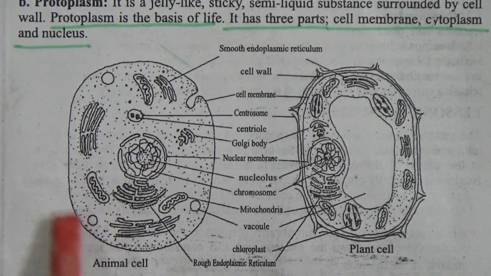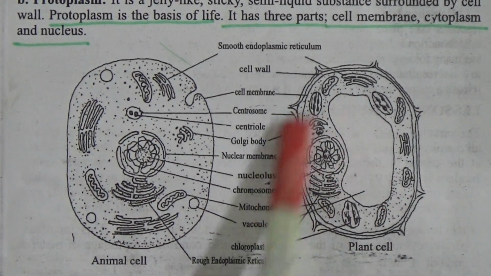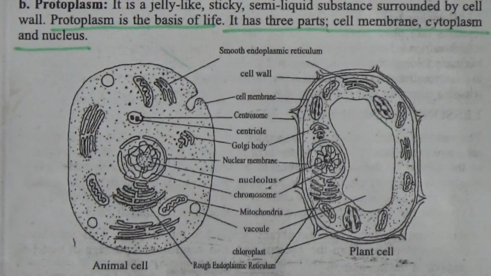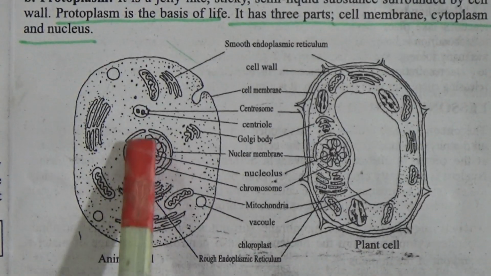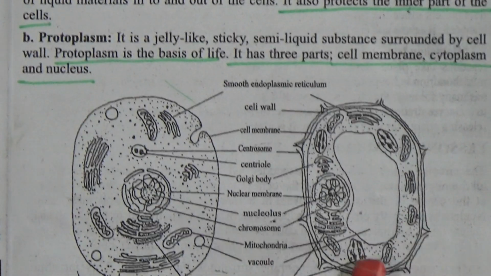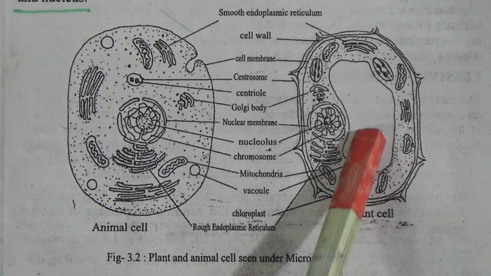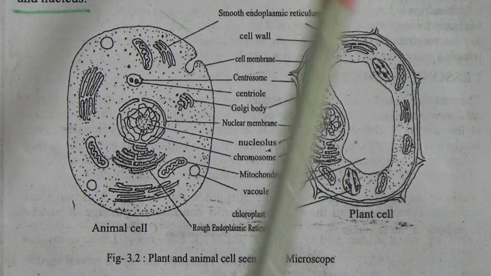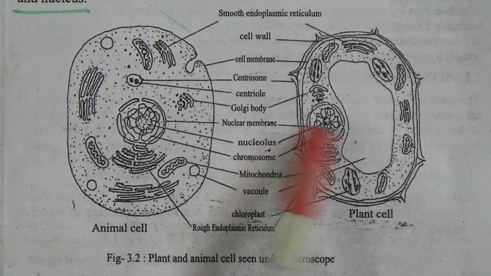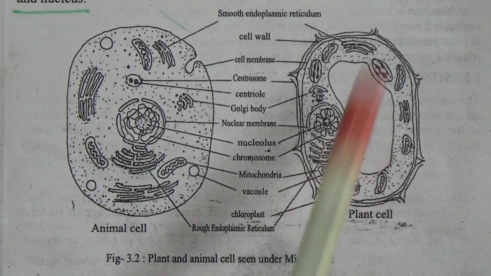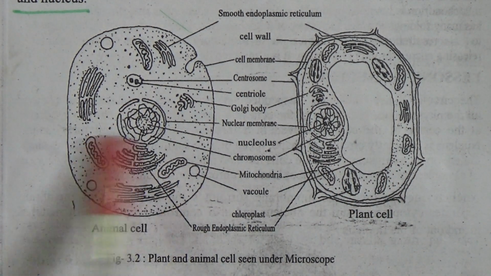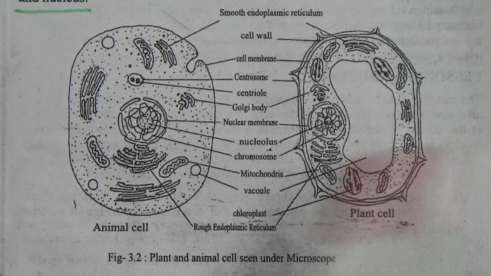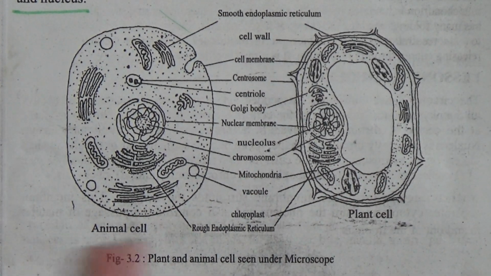A. Cell wall. Here is the picture of two cells. This is an animal cell and this is a plant cell. In the animal cell there is no vacuole, but in the plant cell there is a big vacuole inside the cell. Vacuole is the main characteristic of a plant cell. It is the main difference between animal cell and plant cell.